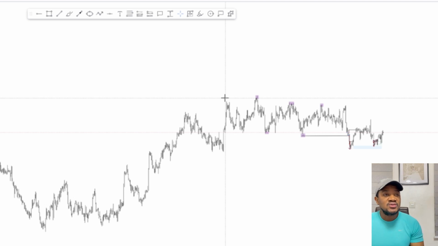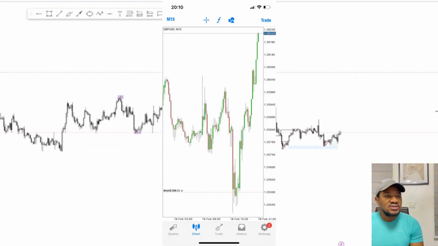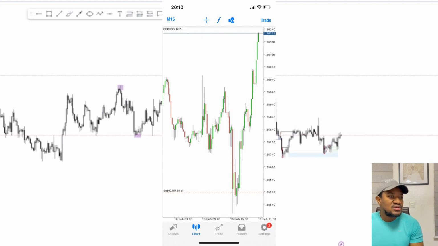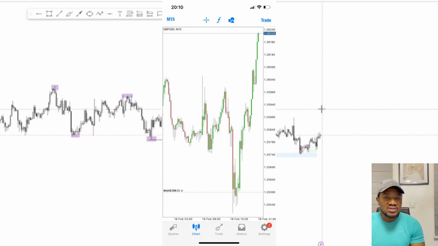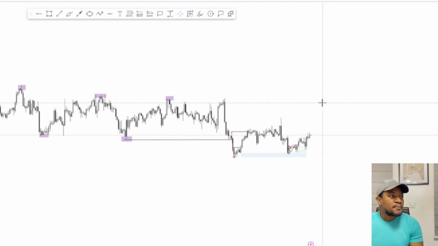So hi, quickly I want to talk about this price action that played out on the GBP USD, and let's quickly dive into the chart. So coming to the chart, this was a trade I actually took. You can see the screenshot on the screen.